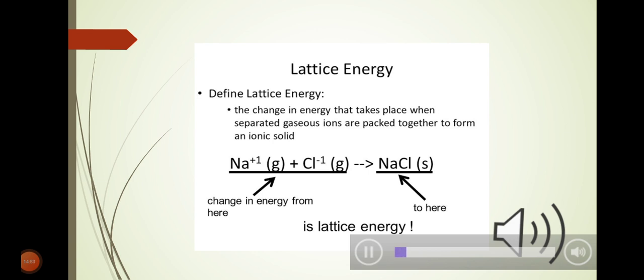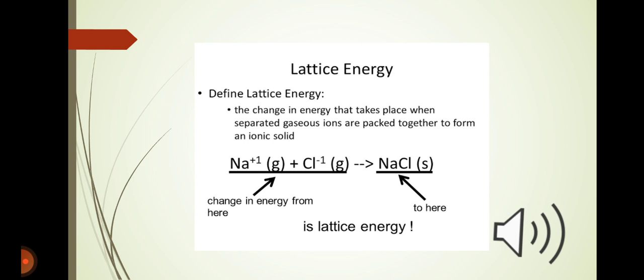Now, lattice energy or lattice enthalpy. It is the change in energy that takes place when separated gaseous ions are packed together to form an ionic solid. For example, Na+ and Cl- give rise to NaCl. The change in energy when gaseous Na+ and Cl- ions combine to form NaCl is called the lattice energy.